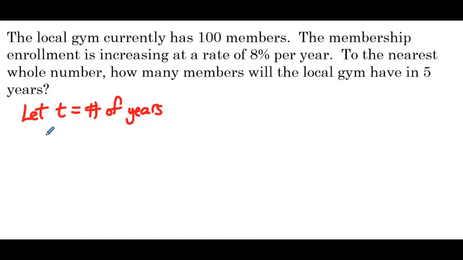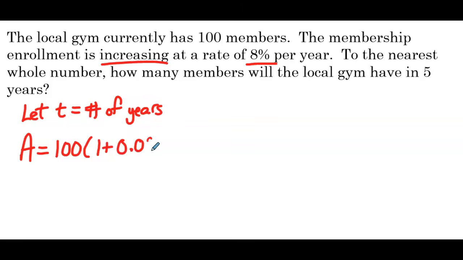Now that we have that defined, we can create our exponential function. So A equals, P is the initial amount, so that's 100, times 1 plus, well, we're increasing at a rate of 8%. So positive r value, the decimal equivalent of 8% is 0.08, to the t.